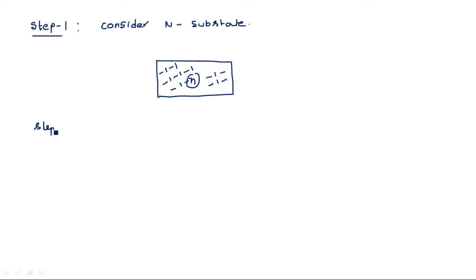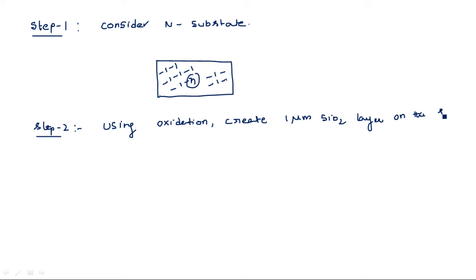Now the second step is oxidation. Using the process called oxidation, create a 1 micrometer SiO2 layer on the substrate. So how is it created?